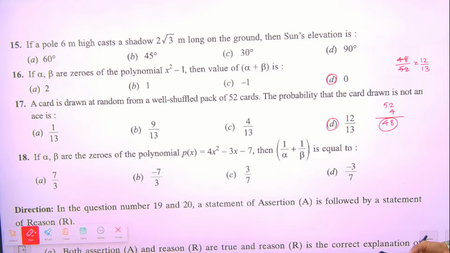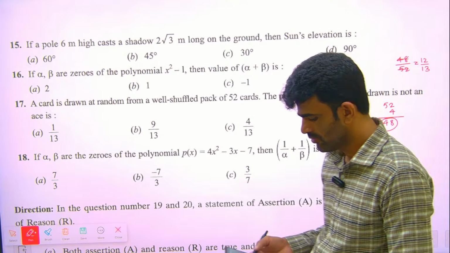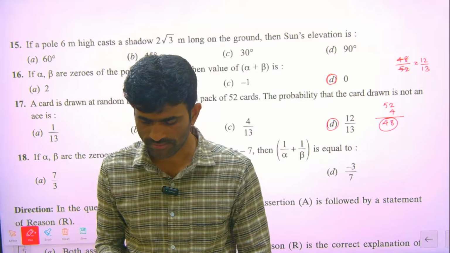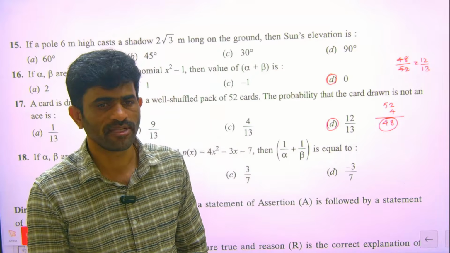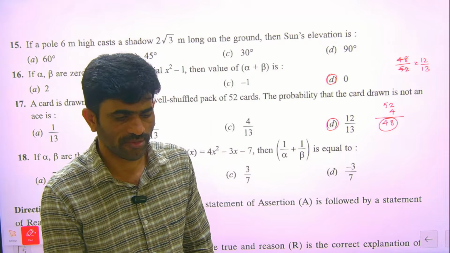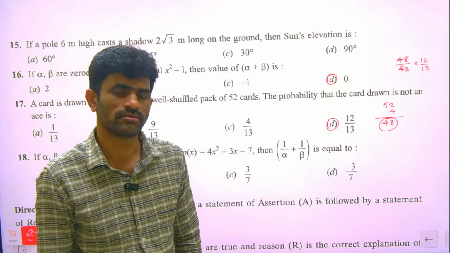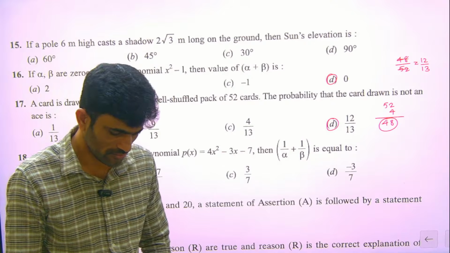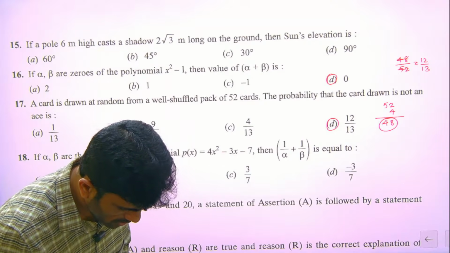Question number 18, again polynomials. 1 by alpha plus 1 by beta. Whenever they ask you 1 by alpha plus 1 by beta, I gave you one direct formula. 1 by alpha plus 1 by beta is alpha plus beta by alpha beta. So what is going to be the result? Question number 18.